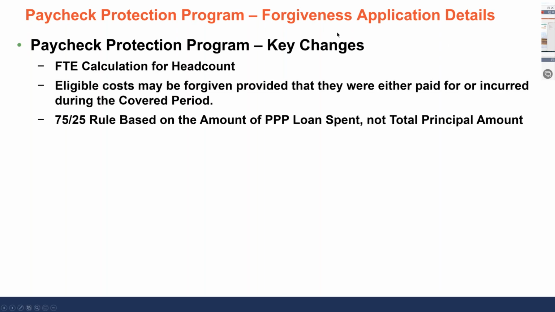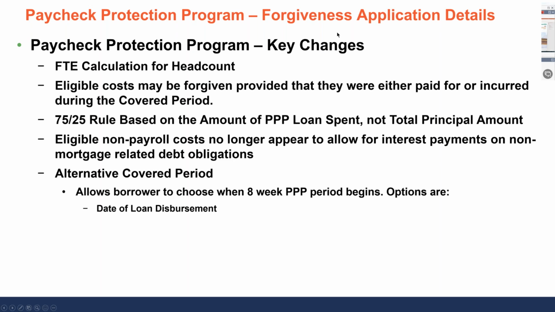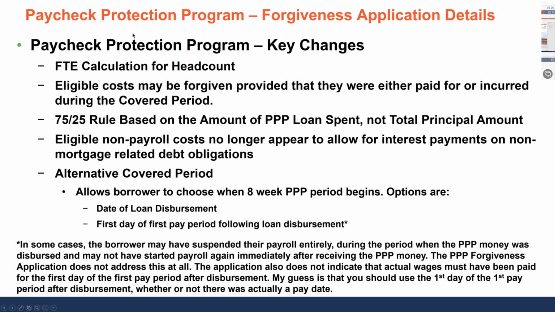So here are our key changes. Firstly, there's been a change to the FTE calculation for headcount, which I will get into a little further, but basically the gist of it is that we previously were made aware that the FTE calculation that was used to determine headcount in whichever of the reference periods you were using, and then during your 8-week PPP loan period, was using the ACA method as its basis, which assumes one FTE equals a 30-hour per week or more employee.